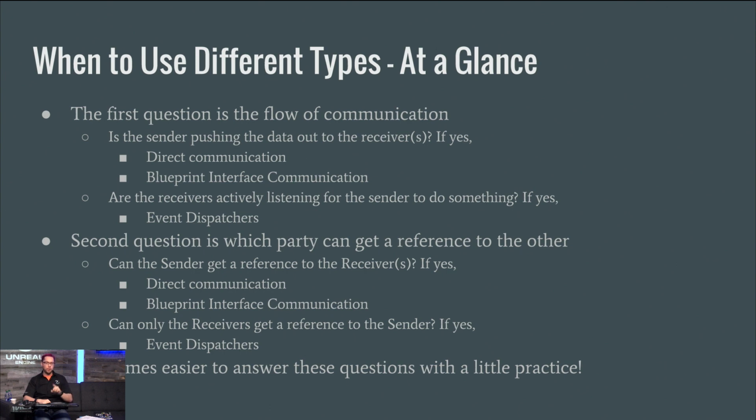Remember earlier we said that Blueprint communication always requires one party, the sender or the receiver, to get access to the other. So if the sender has a reference to the receiver, then you're either using direct communication or you're using Blueprint interfaces. If only the receivers can get a reference to the sender, then you're using event dispatchers. And it becomes easier to answer these questions as you get deeper and deeper into Blueprint communication.